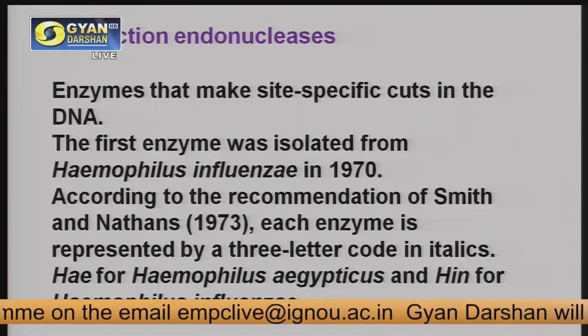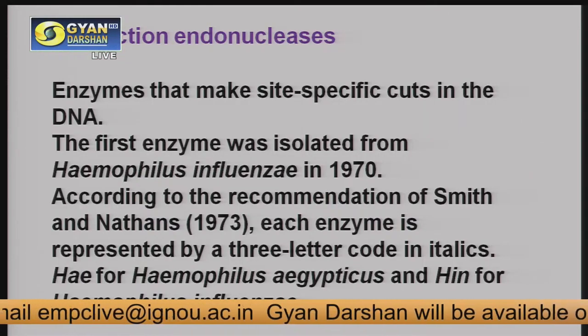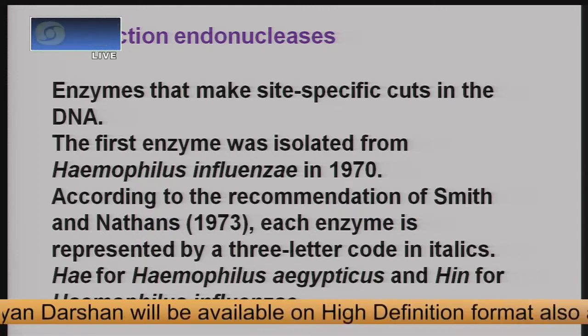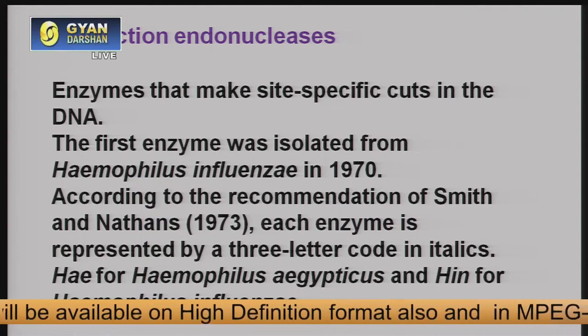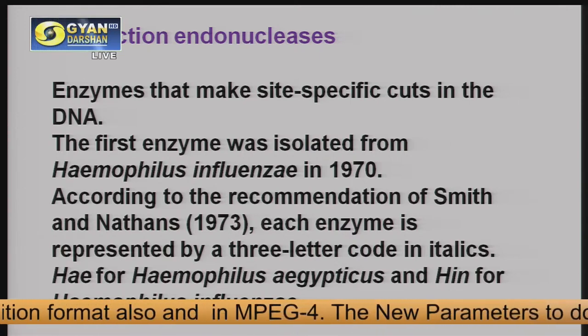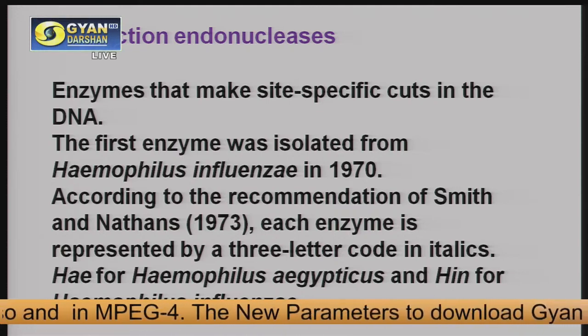Okay, and each of these enzymes will cut the plasmid DNA molecule at some restricted or specific sites, and therefore they are known as restriction endonucleases. So these enzymes make site-specific cuts in the DNA. It's not random. Usually the enzymes that we use for cloning do not cut at random. They cut at some specific sites. The first enzyme was isolated from Haemophilus influenzae in 1970.